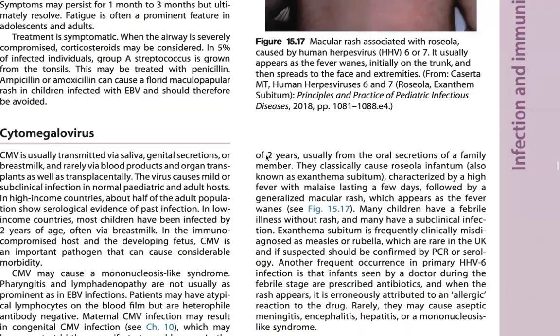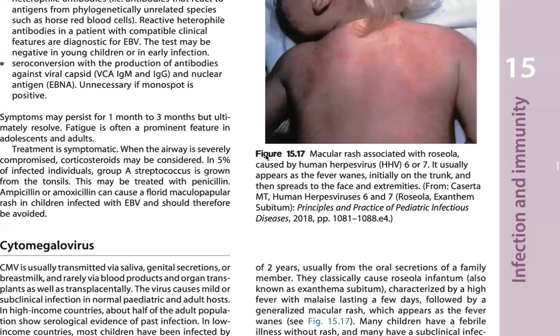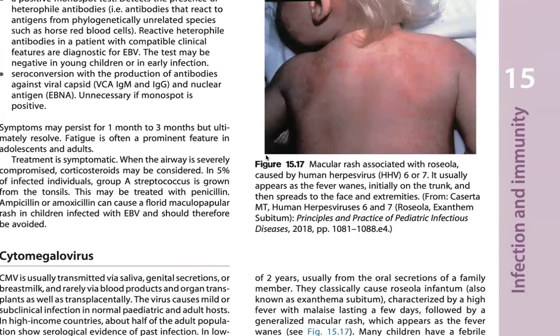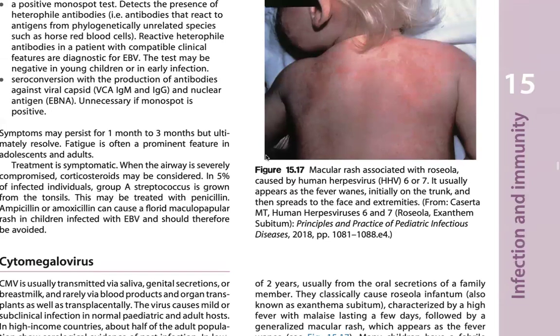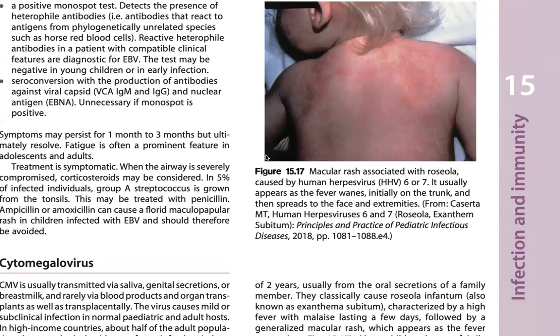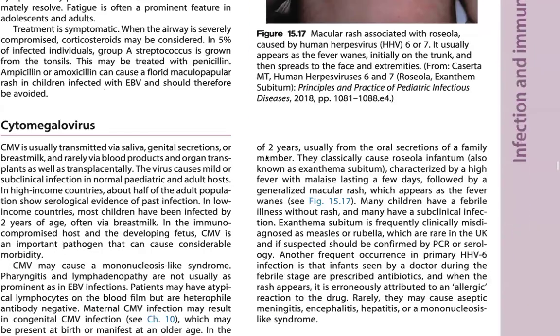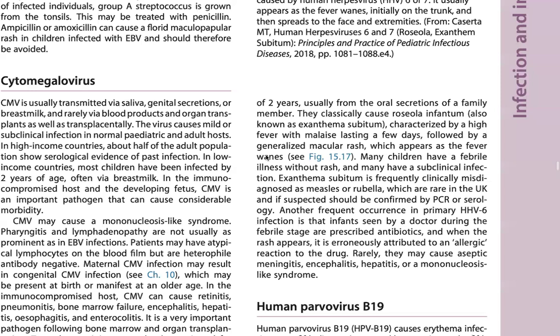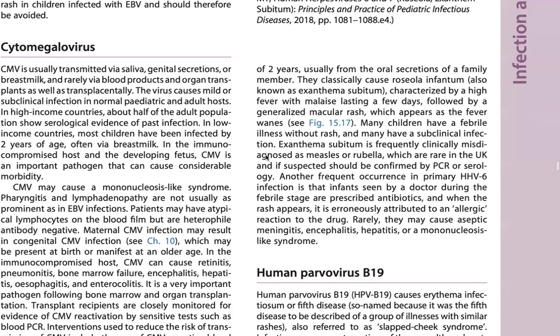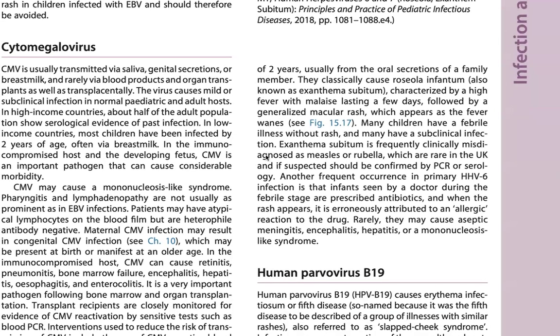The rash caused by HHV6 or 7 usually appears as the fever wanes, initially on the trunk and then spreads to the face and extremities. Many children have a febrile illness without rash, and many have subclinical infection. Exanthem subitum is frequently clinically misdiagnosed as measles or rubella, which are rare in the UK and if suspected, should be confirmed by PCR or serology.